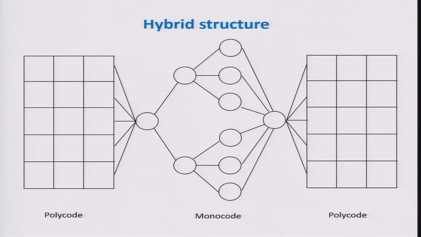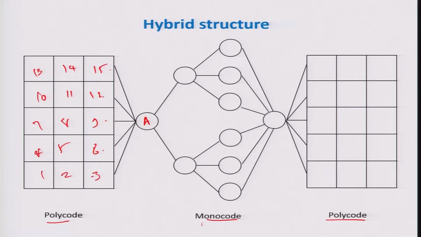Now the third one is a hybrid structure, and the hybrid structure includes both polycode and monocode. Okay, so here you can see that it uses both types of codes, polycode and monocode. Here you can see polycodes are independent: 1, 2, 3, 4, 5, 6, 7, 8, 9, 11, 12, 13, 14, 15. Okay, and here the monocode, suppose that this one depends on 15, 12, 9, 6 and 3.